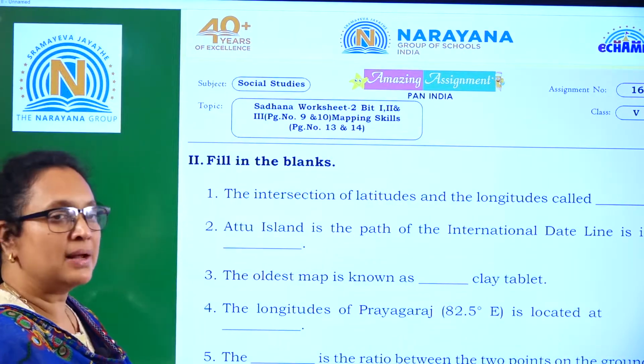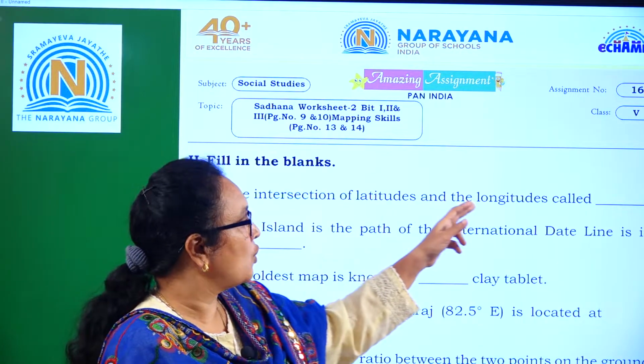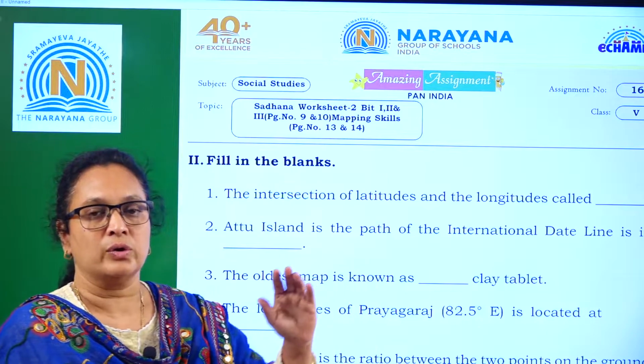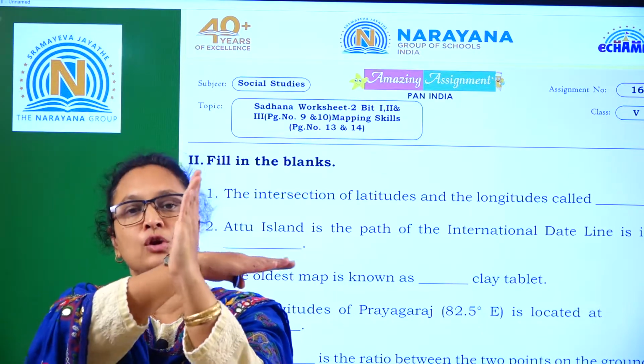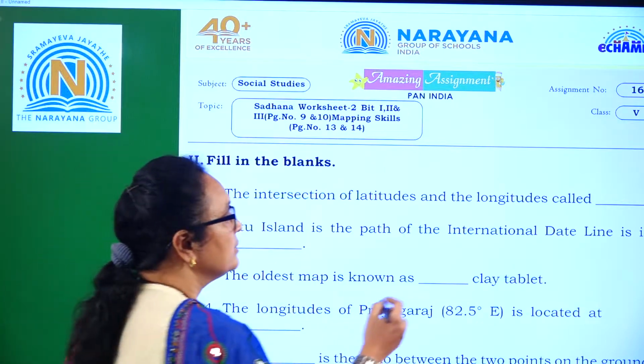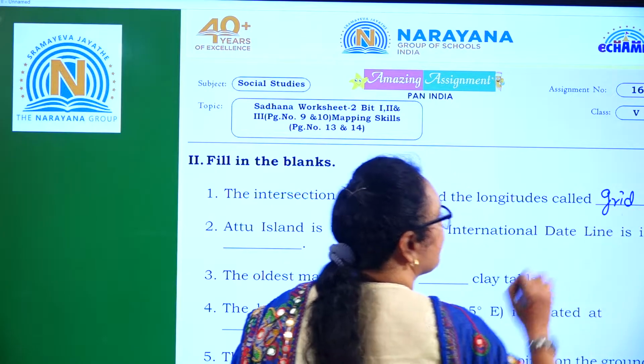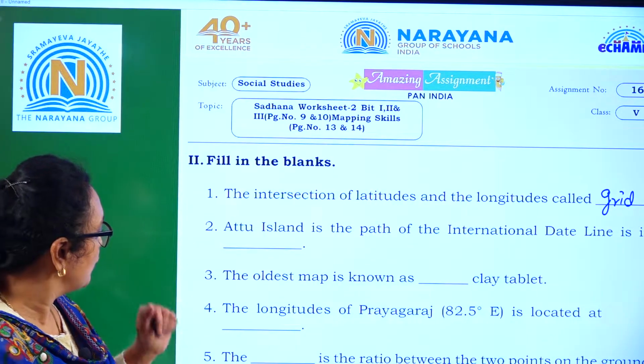You have a set of fill in the blanks here. The intersection of latitudes and longitudes is called, that point is called grid. Fine. Now let us go for the next one.